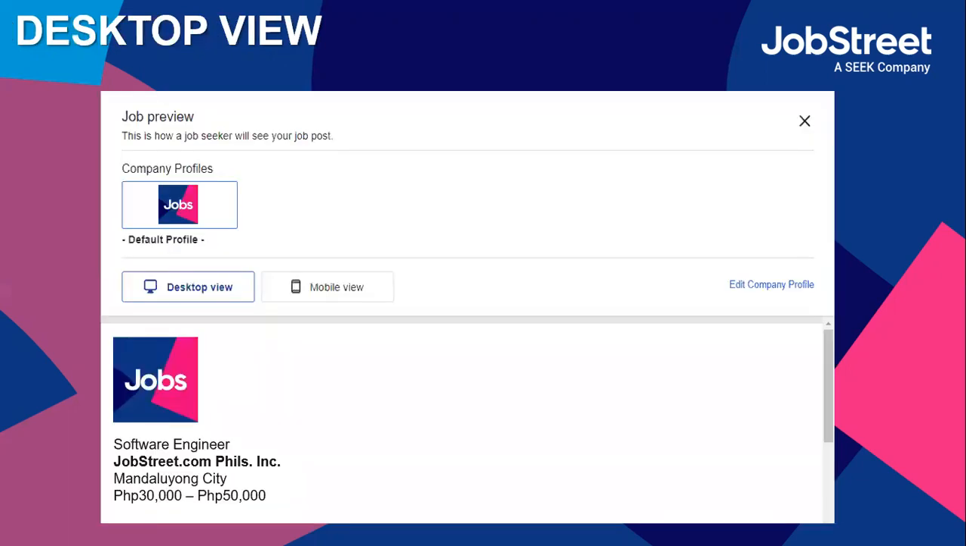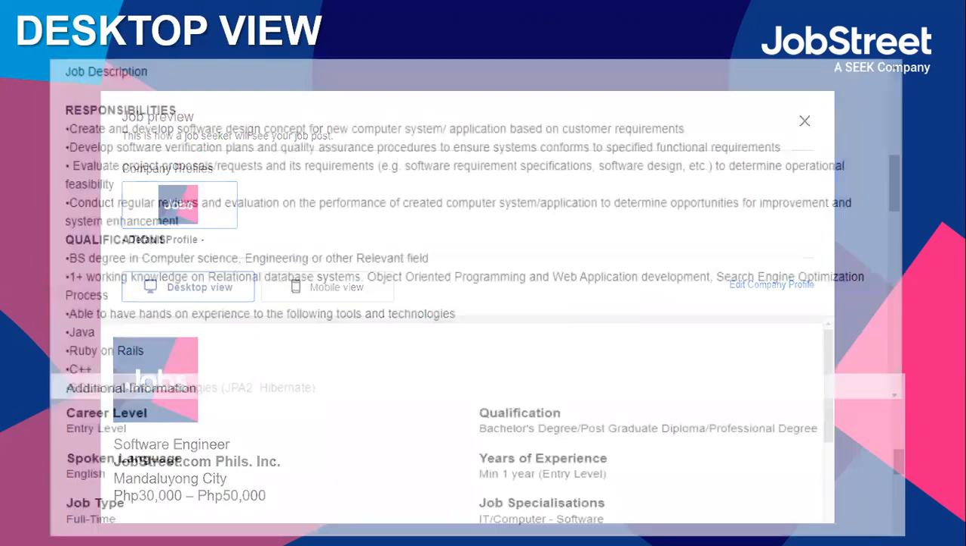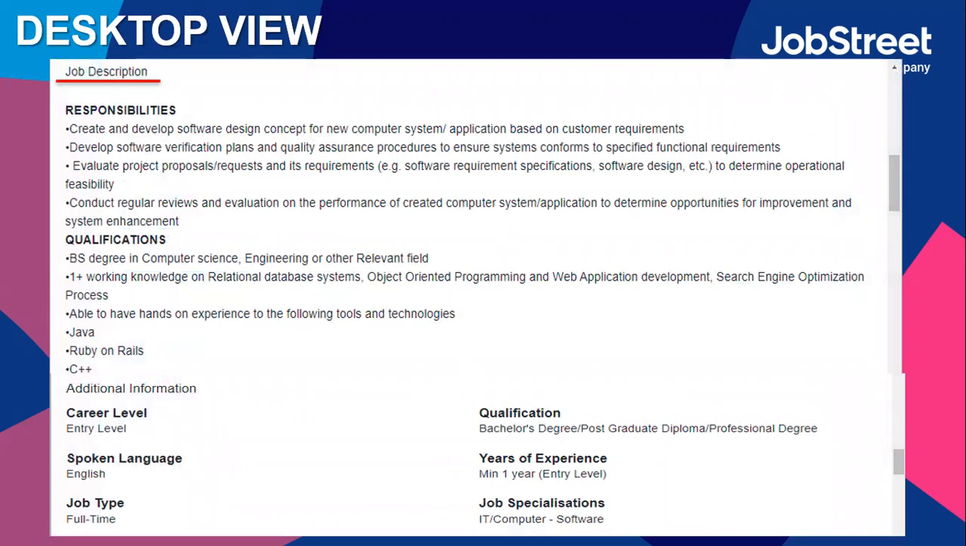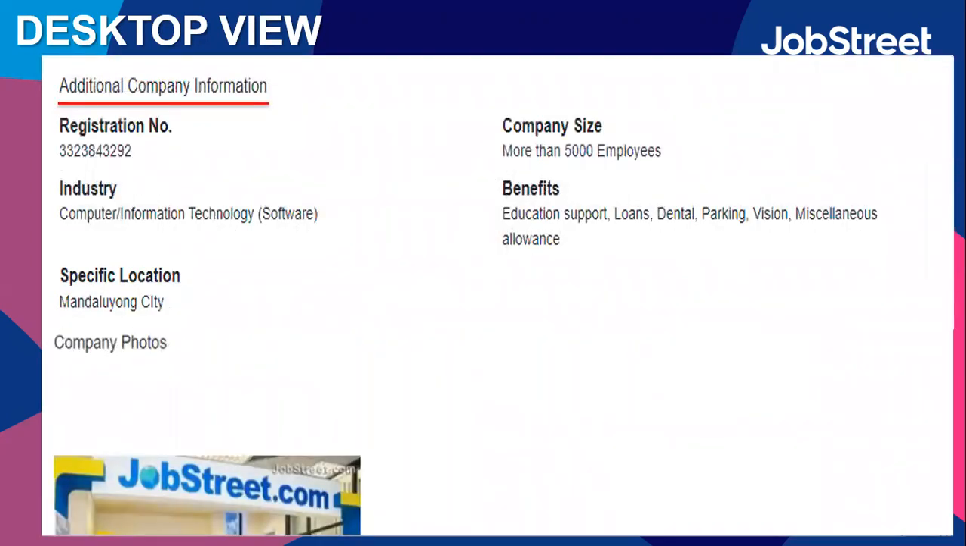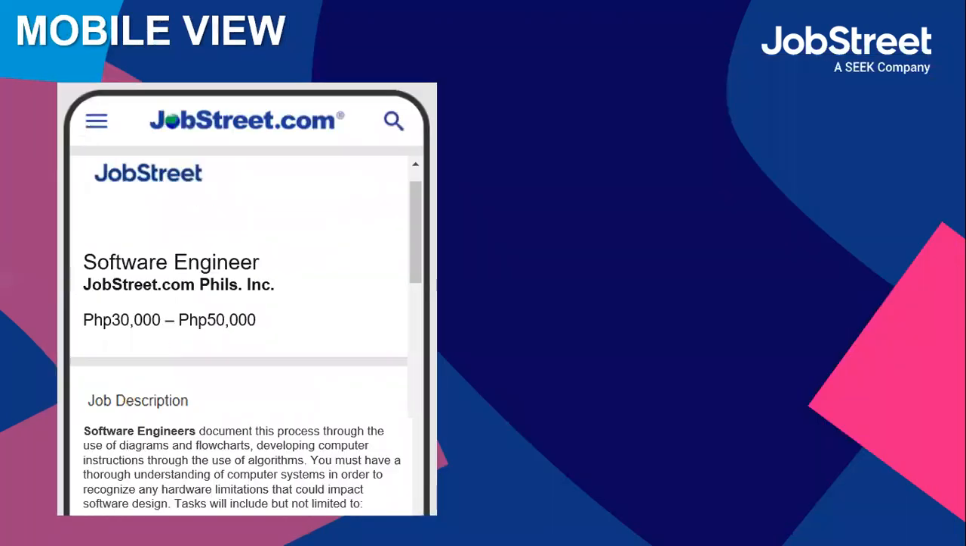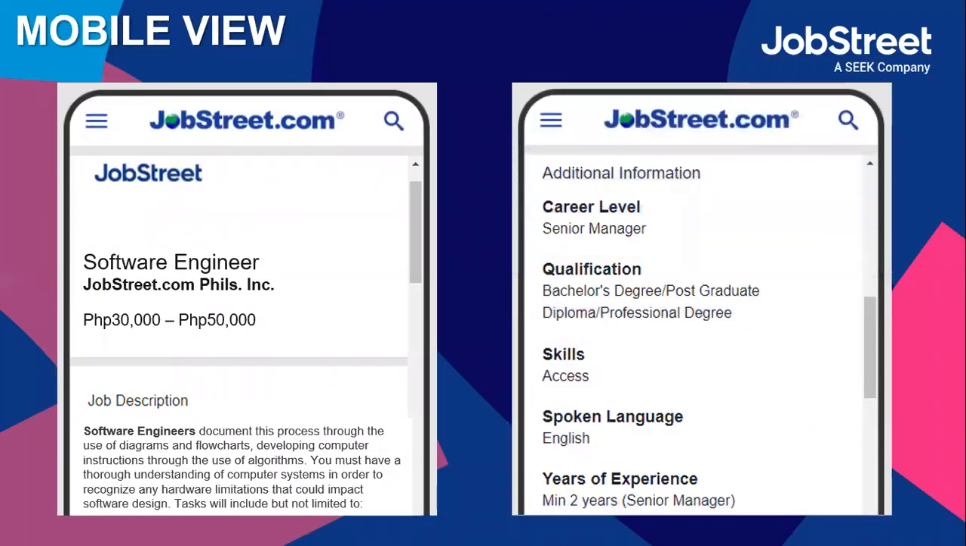This is how your ad will look like on a desktop view once posted on our website. You can see your logo, position title, company name, location, and salary range. You'll see the job description as well, additional information, company overview, additional company information, and company photos. You'll also be able to view how your ad looks like on mobile.